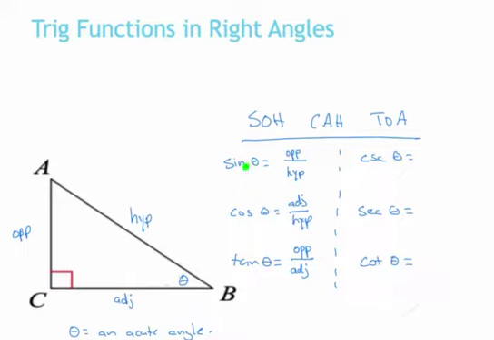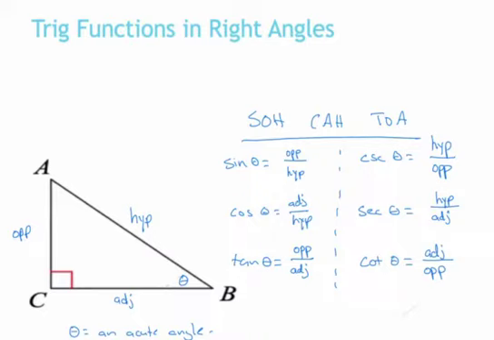Now, notice I have these lined up. CSC is cosecant, and we're just going to invert the fraction that goes with sine. So the cosecant is the hypotenuse divided by the opposite side. Secant, we're going to just invert the fraction that goes with cosine, so that is the hypotenuse divided by the adjacent side. And then for cotangent, we're going to invert the fraction that goes with tangent, and so that is just the adjacent side over the opposite side.